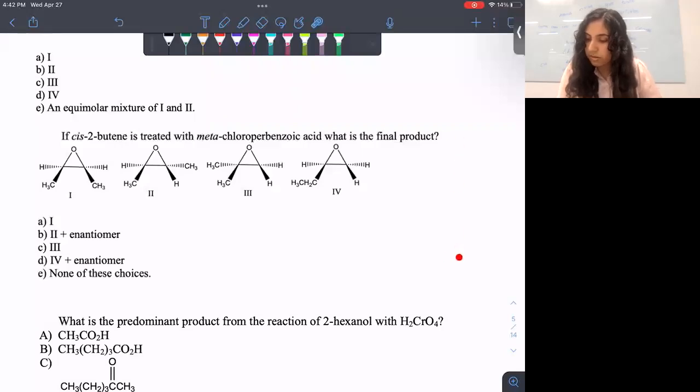For this one, this is epoxidation, and it's asking about cis-2-butene. So cis-butene looks like this, and we're epoxidating that. So which product would it be?